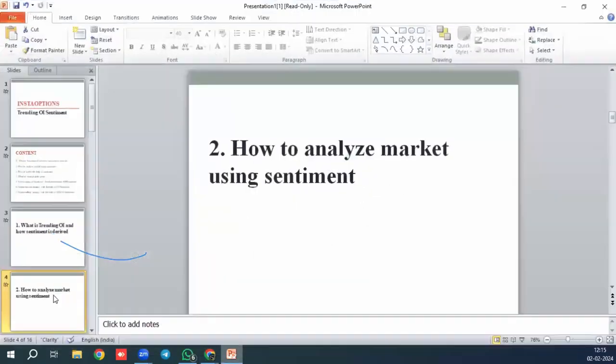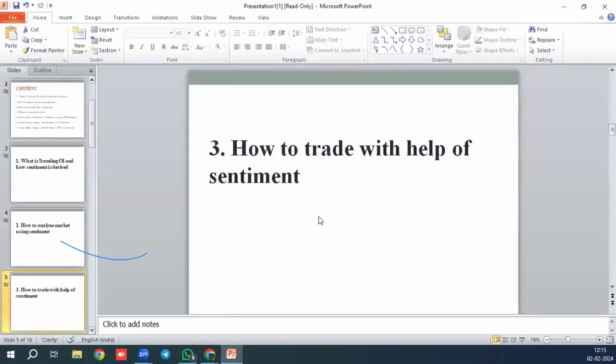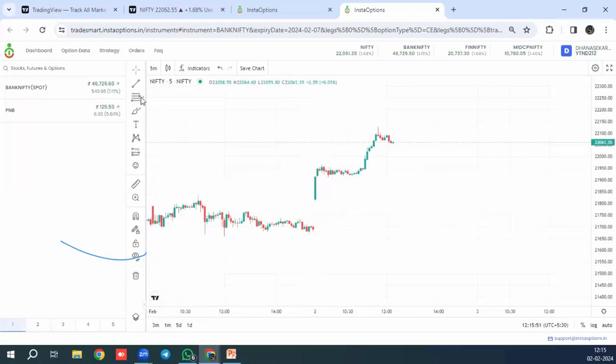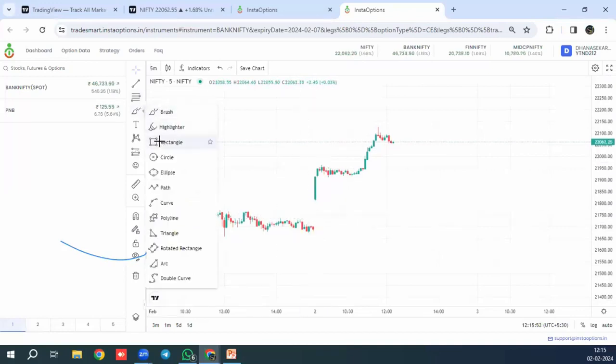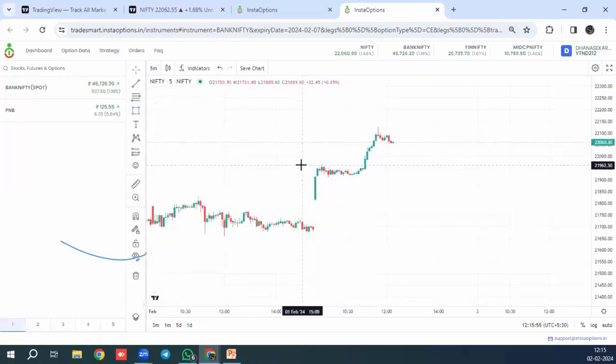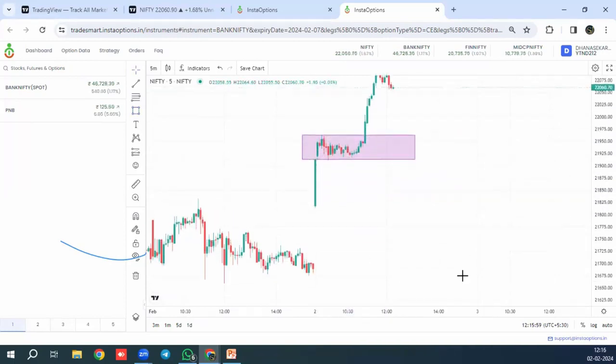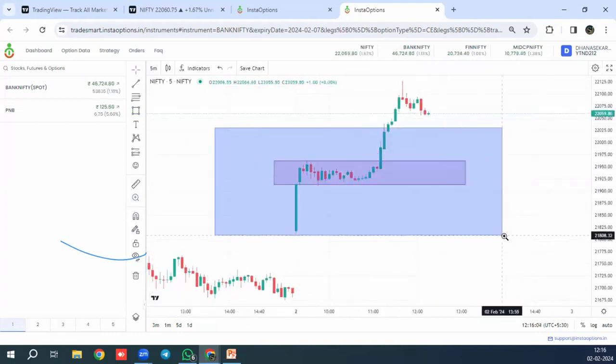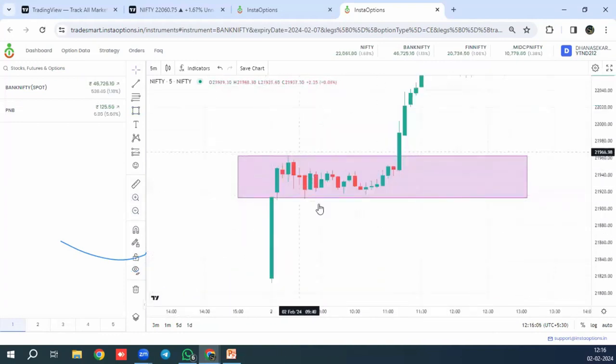And next one, how to trade with the help of sentiment? Yeah, that's what I was explaining. So here, we can see there is a huge consolidation here. You can see this huge consolidation and there is a breakout. We can even go to the 3 minutes time frame.